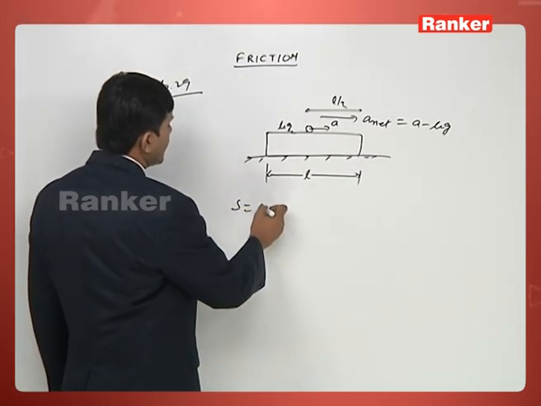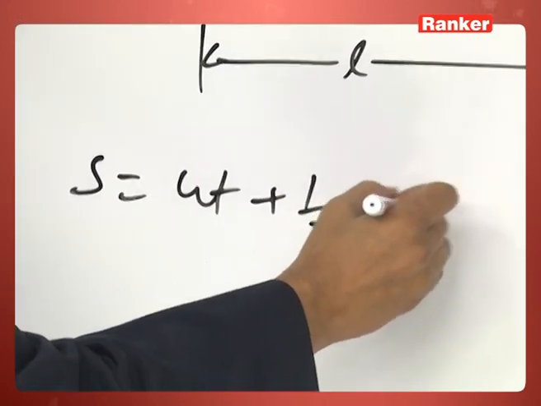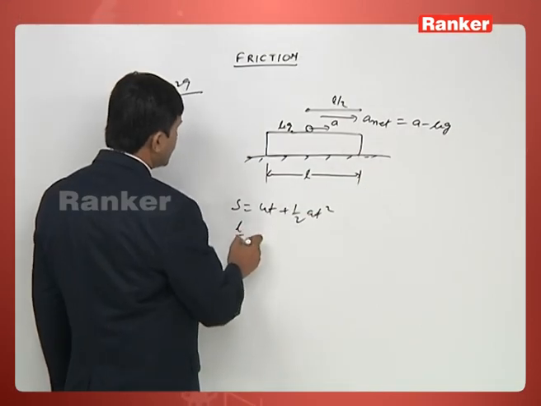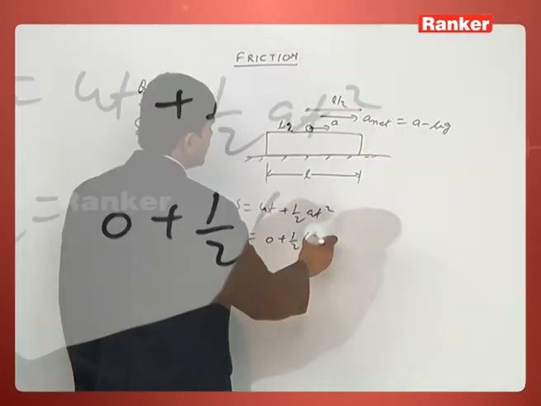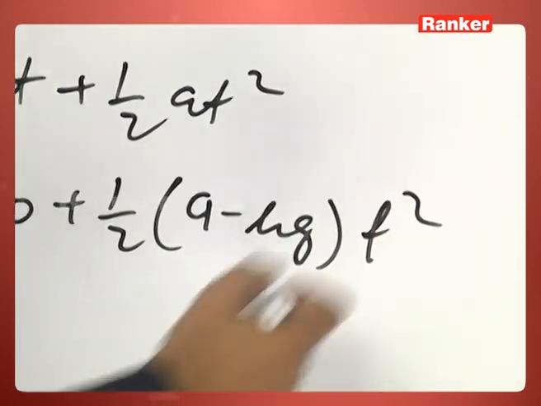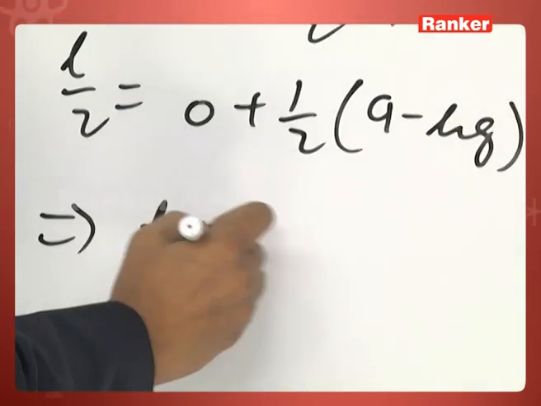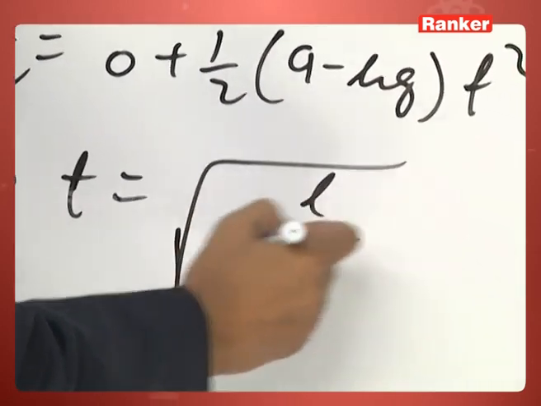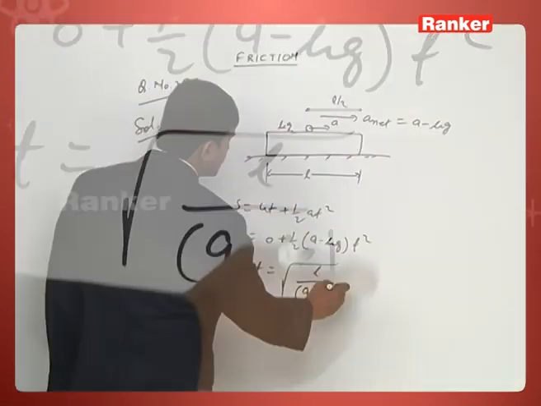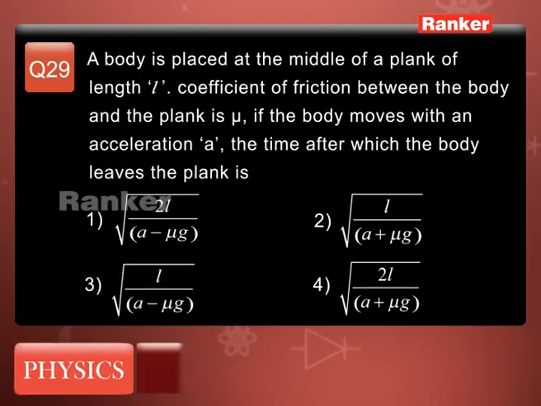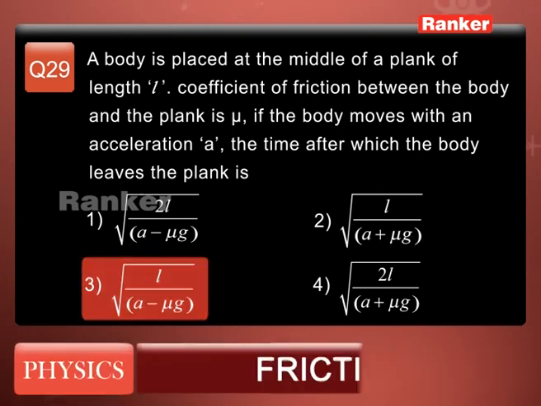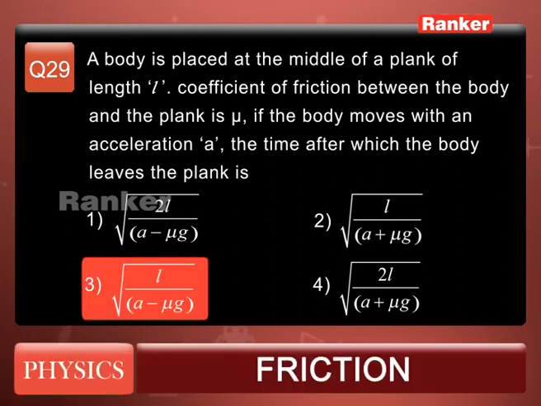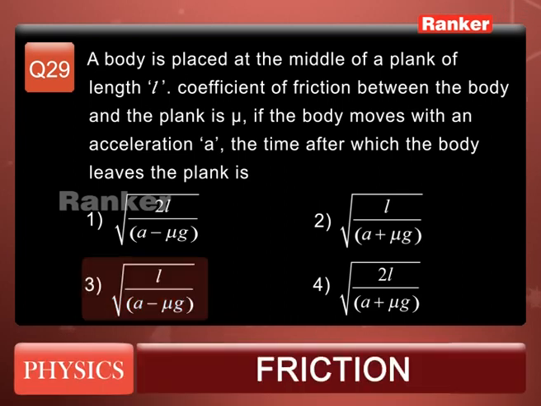As per the relation, S is equal to ut plus half at square. S is here L by 2, u is 0, and a is the net acceleration, which is A minus mu g, into t square. So t, the time, is equal to the square root of L by (A minus mu g). This is the answer, and as per the answer, our third option is the correct option. So the answer is third, the correct key.